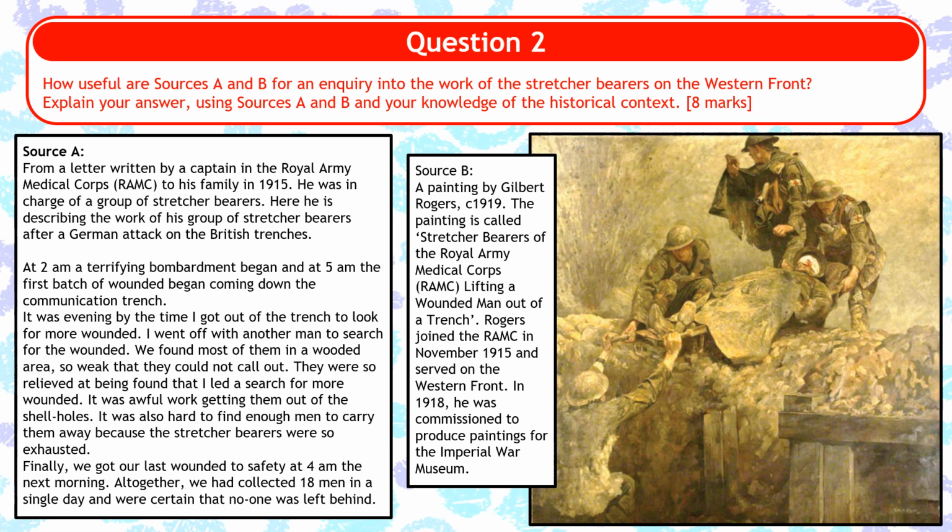So let's read the question. How useful are sources A and B for an inquiry into the work of the stretcher bearers on the Western Front? So looking at these 2 sources, we're going to look at them completely separately, and we're going to do a little answer for each one. For source A, as you can see, it's a written source, so we'll give that a read in a moment, and source B is a picture source with a description. So as we're looking at them separately, let's start with source A and give it a read.